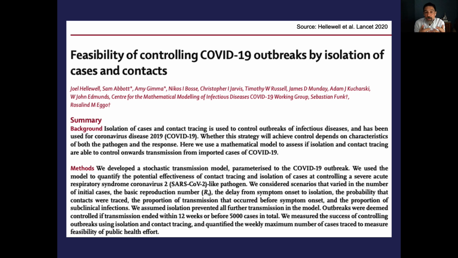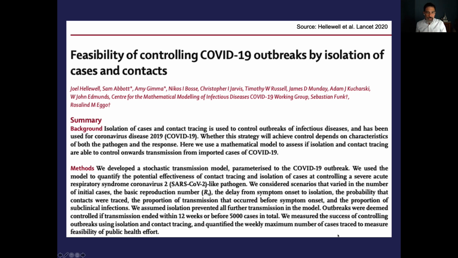This is really hard to control through testing and contact tracing. So they modeled scenarios that looked at the extent to which asymptomatic transmission was going on and how that affected their results. So they were simulating outbreaks and whether or not the outbreaks were controlled under different scenarios. And they defined outbreaks as being controlled if transmission stopped within 12 weeks of the initial cases, or before 5,000 cases were reached in the outbreak.